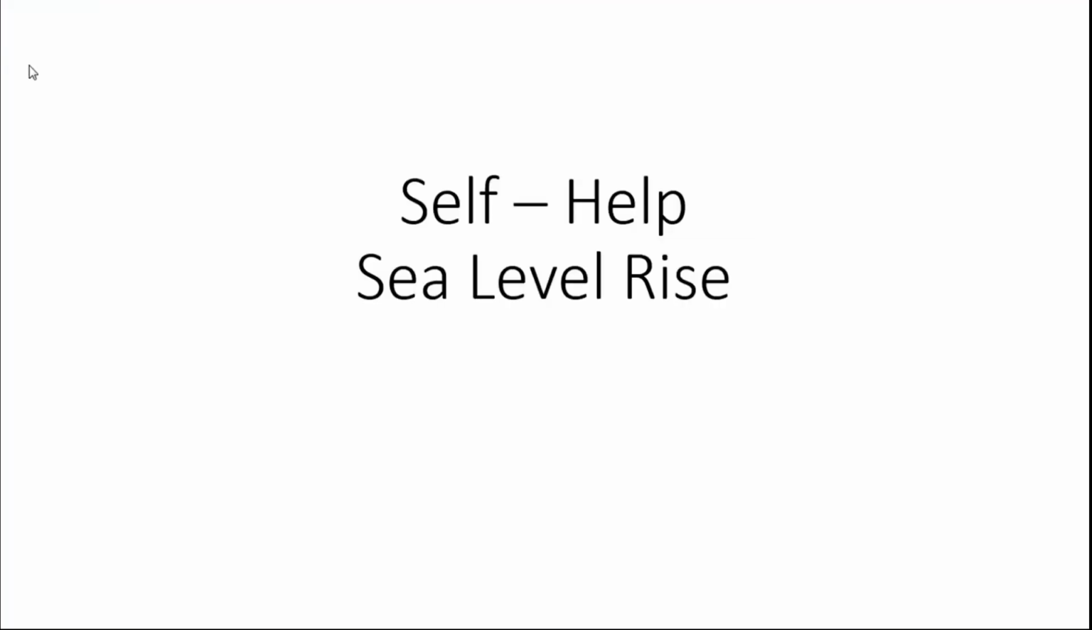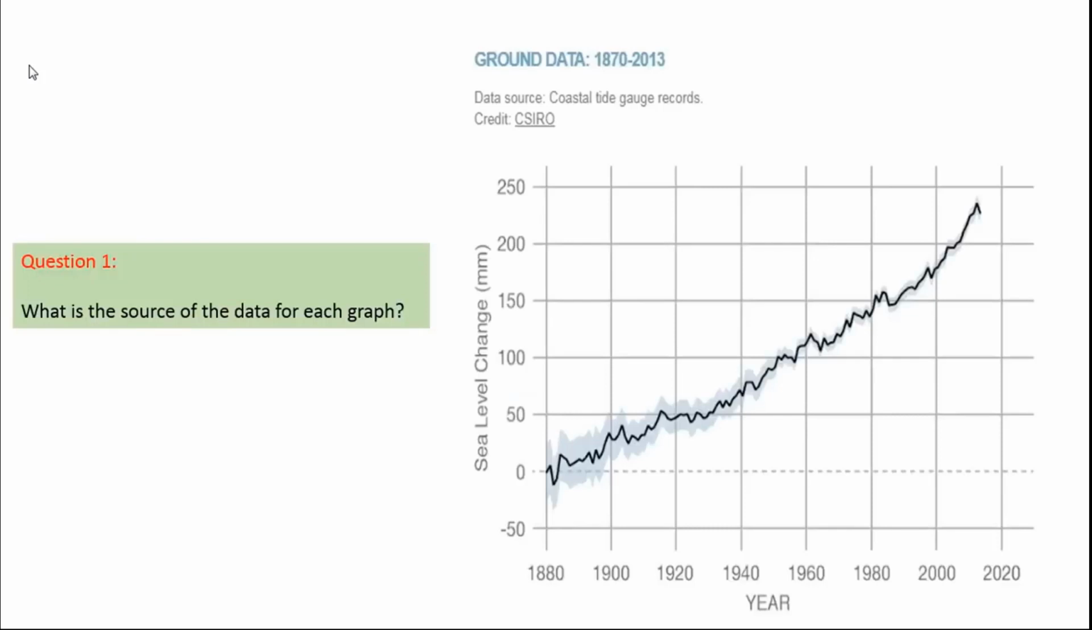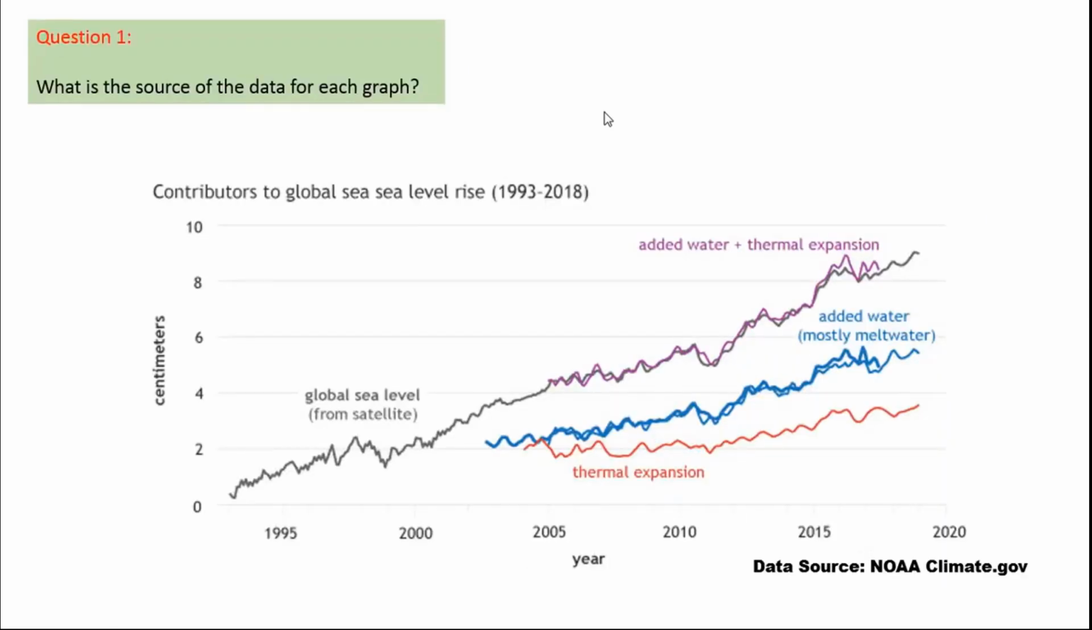Self-help: sea level rise. So, question 1. What is the source of the data for each of the graphs? To find the source, it says it right there, data source. That's for graph 1: coastal tidal gauge records. For graph number 2, the source is down in the corner, and you may not be able to read it, but it is NOAA-climate.gov.